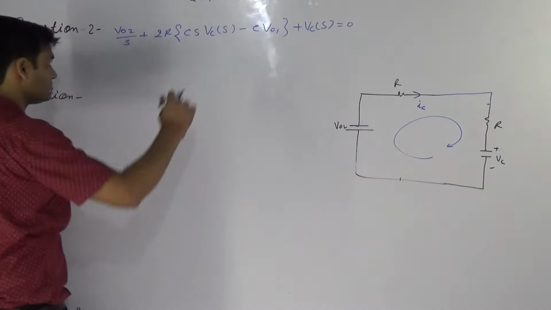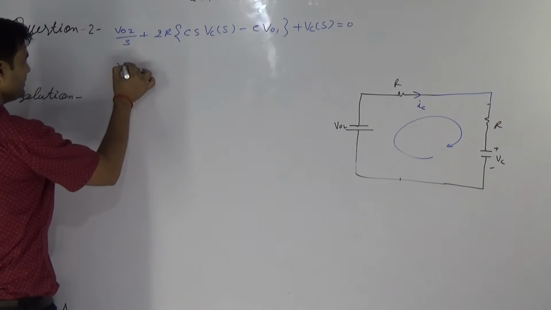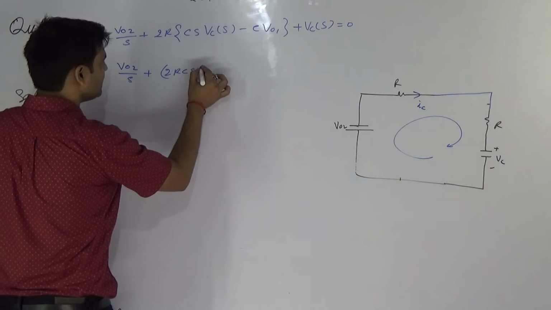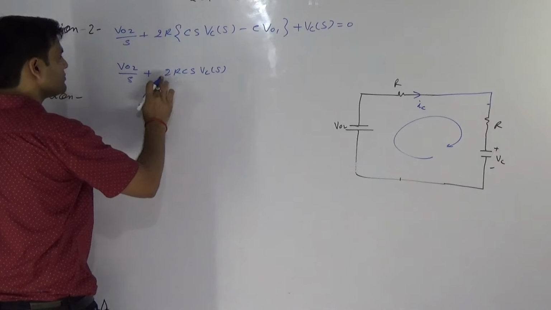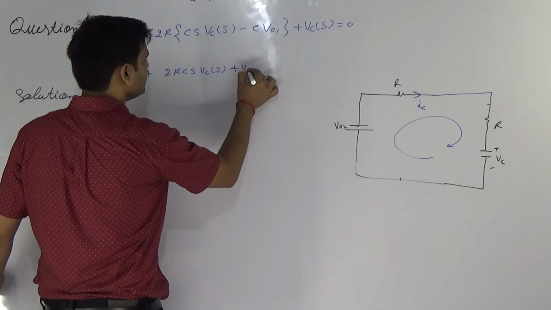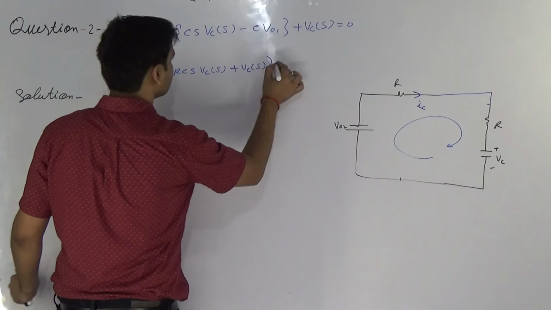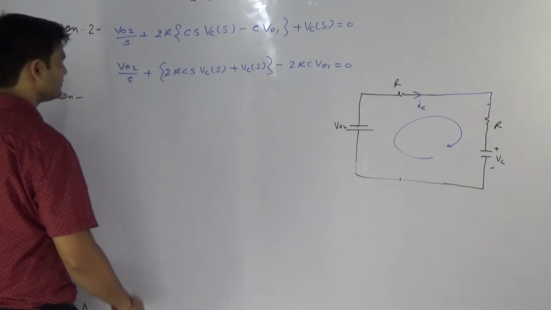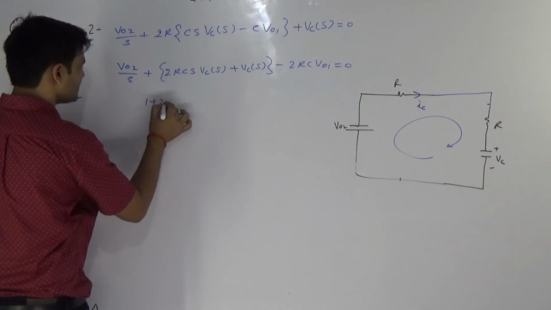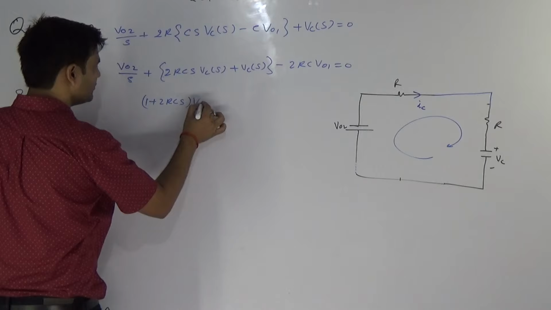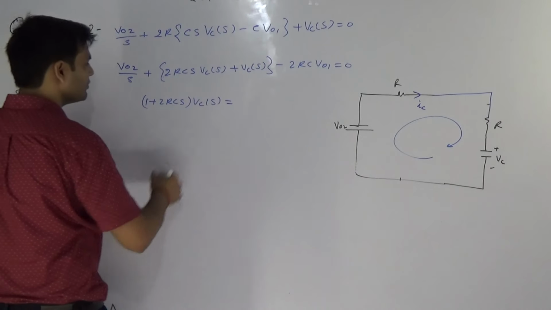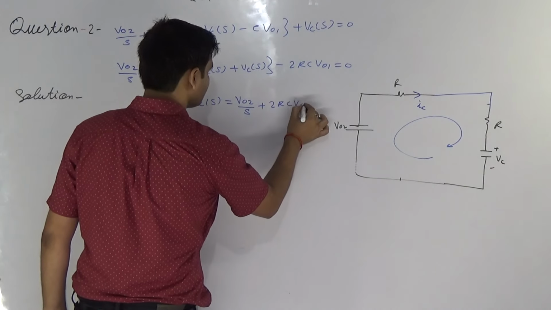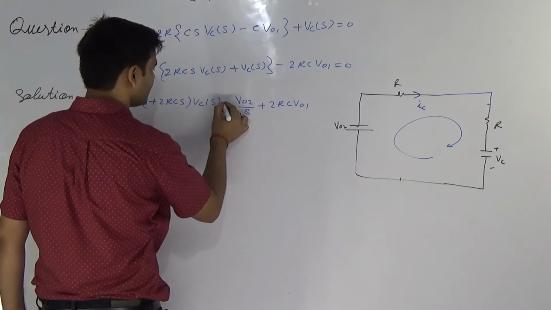Solve very carefully. V02 by S plus 2RCS into VCS plus VCS minus 2RC V01, this will equal to 0. So (1 plus 2RCS) into VCS will equal to V02 by S plus 2RC V01. This is minus, this is minus.